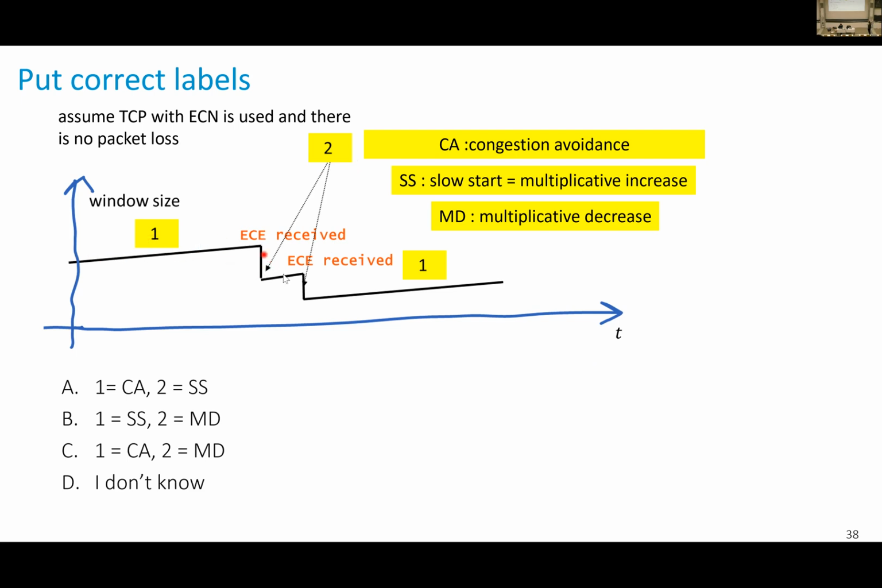So here is a replay of something we saw last week. Can you put the labels correctly? So I'm showing here the window size that is increasing, decreasing, increasing, decreasing, and I'm assuming I'm using ECN. Can you put the labels correctly on this figure?